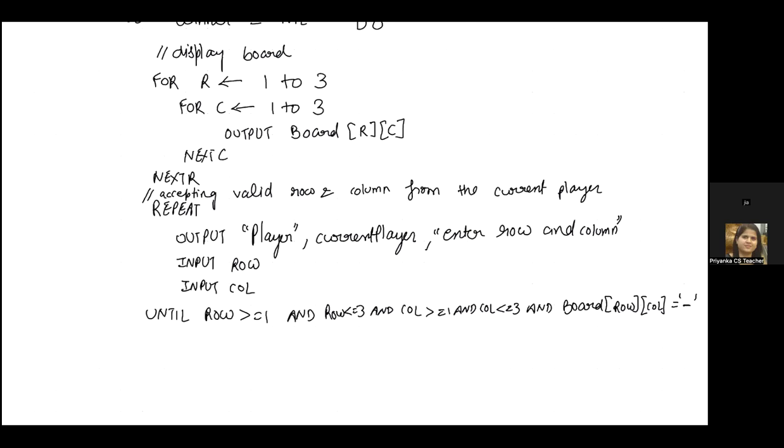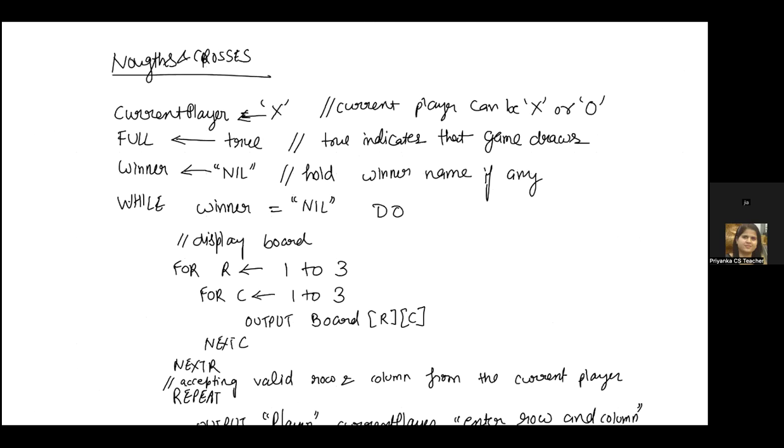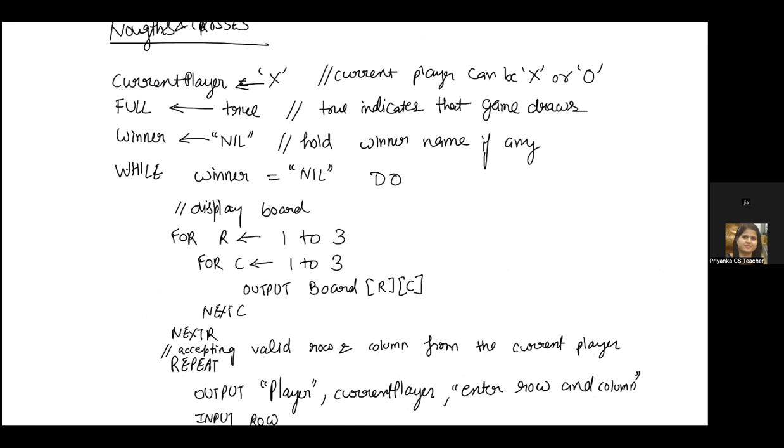Fine. So we have a board and this board is of 3 by 3. Current player is X right now. Whenever you are, and this tip is for every question, if you are creating any variable which is not given in your question, you should declare it. I'm not declaring here, but you should declare it and you should comment why you are using it. So current player can be X or O.